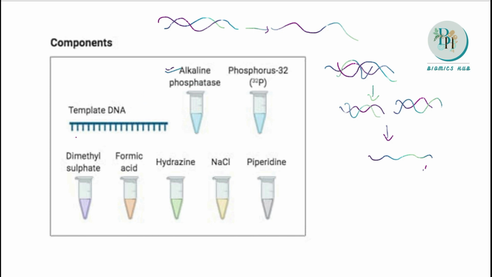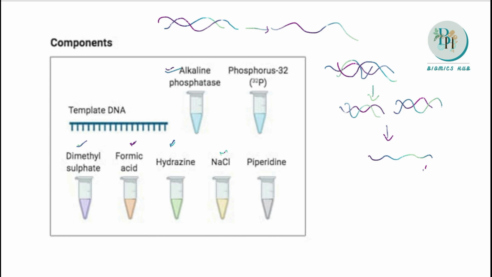The other chemicals required in this reaction are dimethyl sulfate. This dimethyl sulfate adds a methyl group on the guanine. The next is formic acid. The work of formic acid is that it breaks the glycosidic bond. Next is hydrazine. The work of hydrazine is that it works only on pyrimidines. That means it splits the ring of pyrimidine.